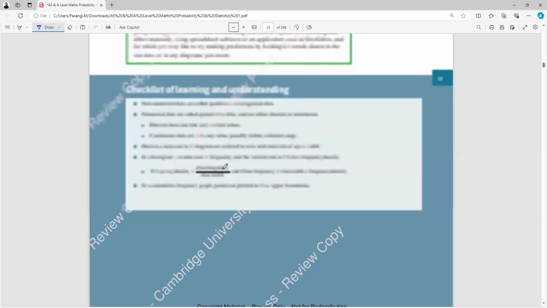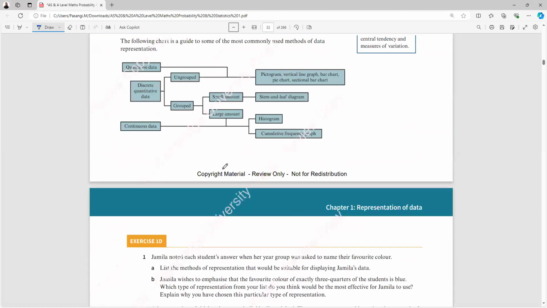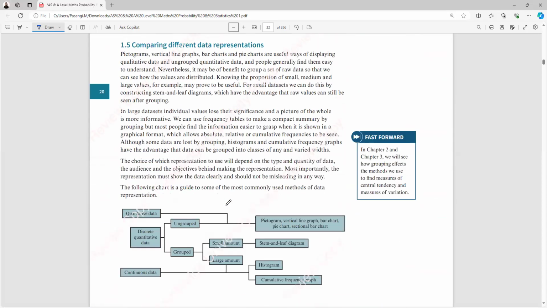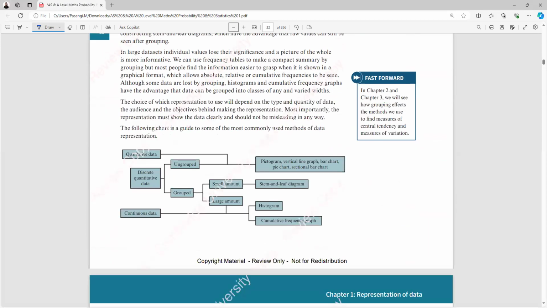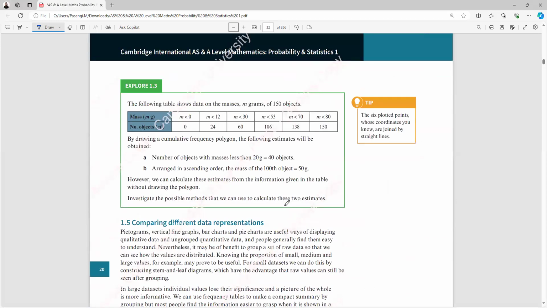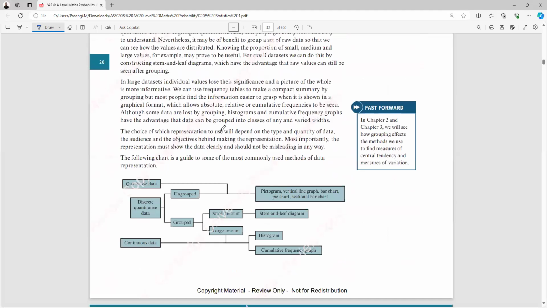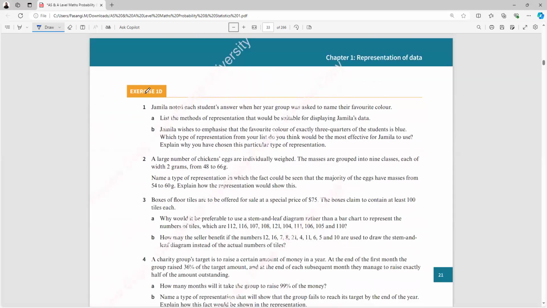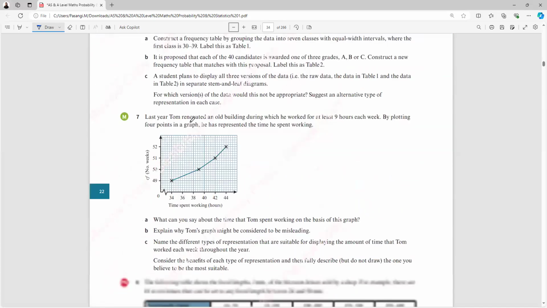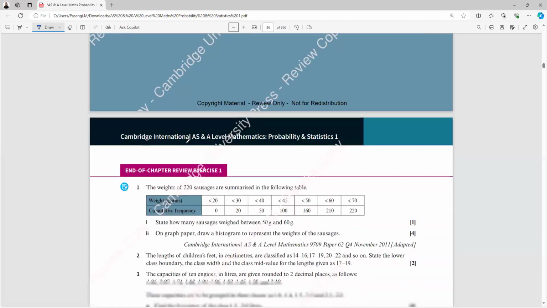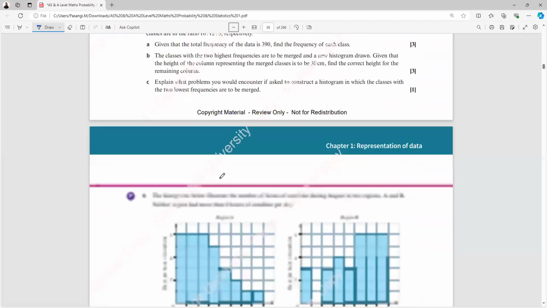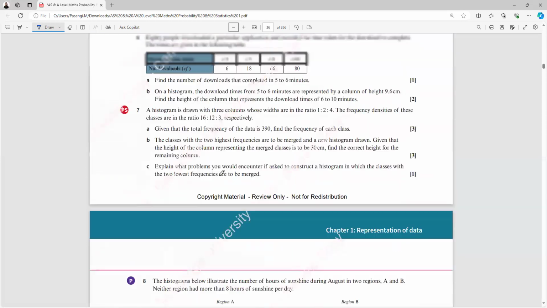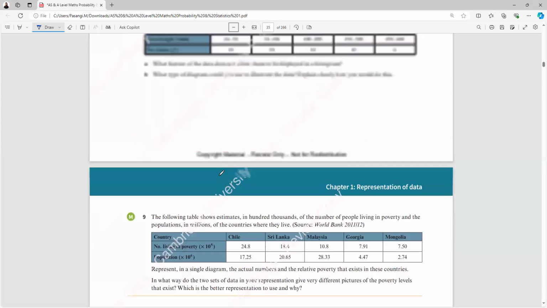Okay, shall I do the next theory part as well and then finish? Because if we do the comparing different data representations, we are done with the first unit also. Okay, teacher. So it's like a summary of the entire data representation part, so that you can do exercise 1D as well as the chapter review questions, the final chapter review exercise as well. Then the first chapter also, we are done with that part.